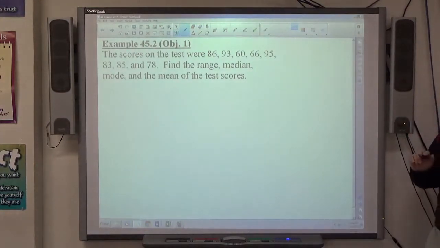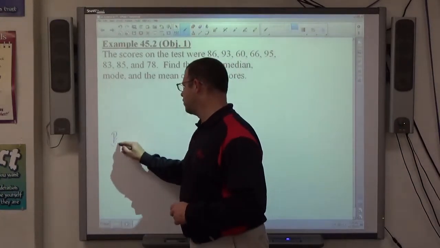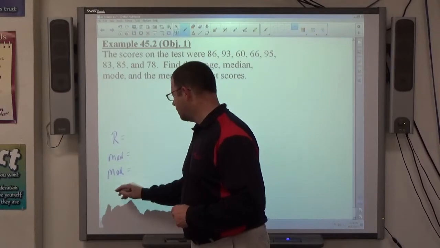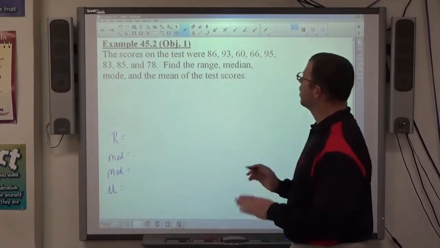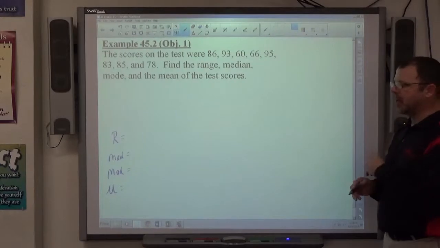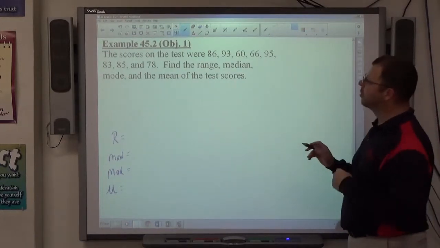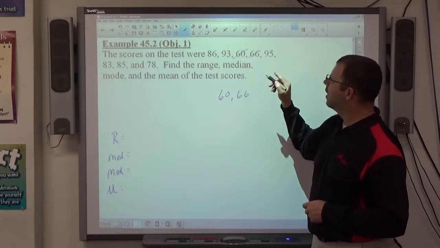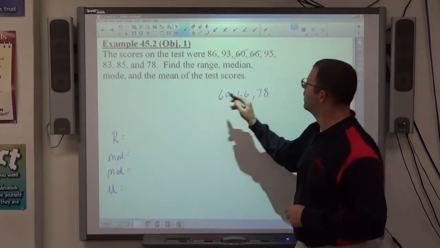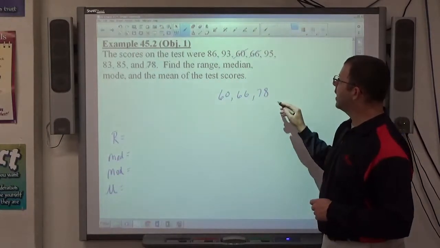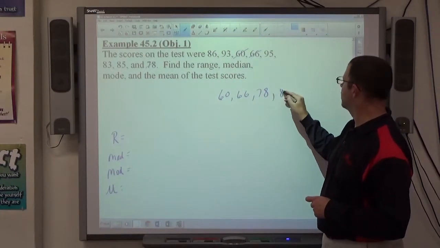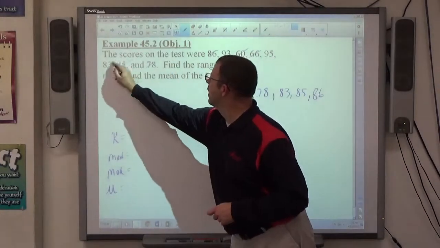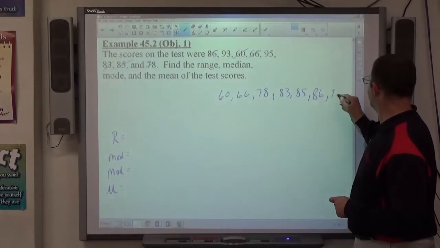Range, median, mode, and mean of the test score. So again, they asked me for range equals something, median equals something, mode equals something, and average equals something. So, first thing, put the numbers in numerical order. The lowest test score is a 60, followed by a 66, then a 78, then we're in the 80s, we got an 83, 85, 86, and then we have a 93 and a 95.